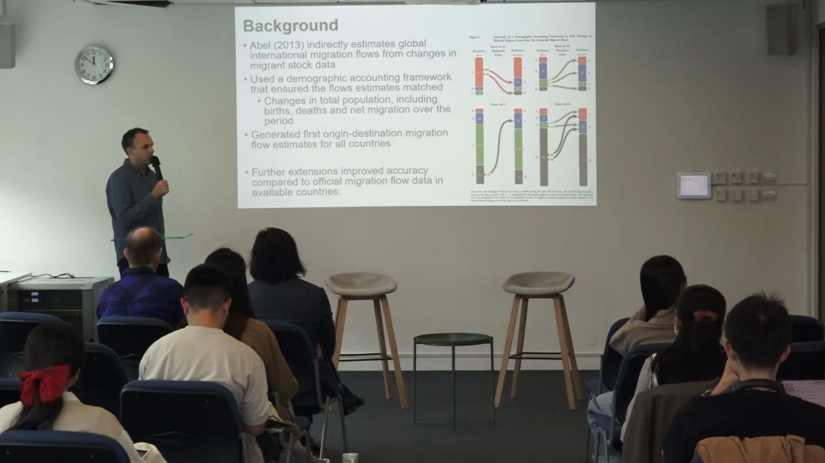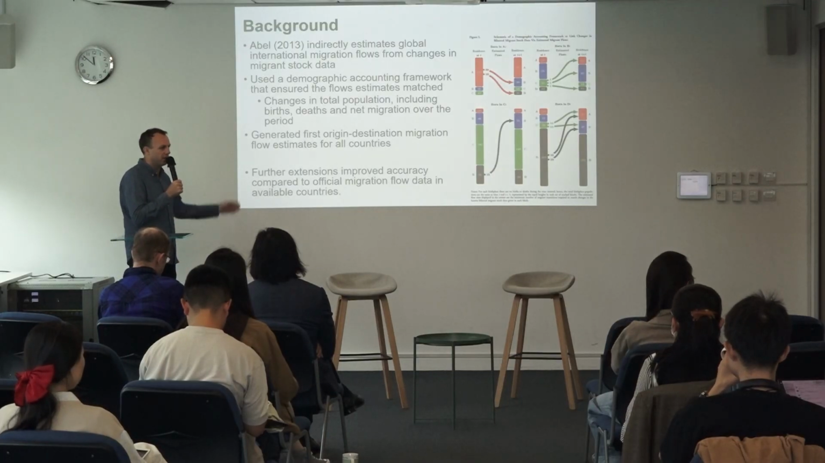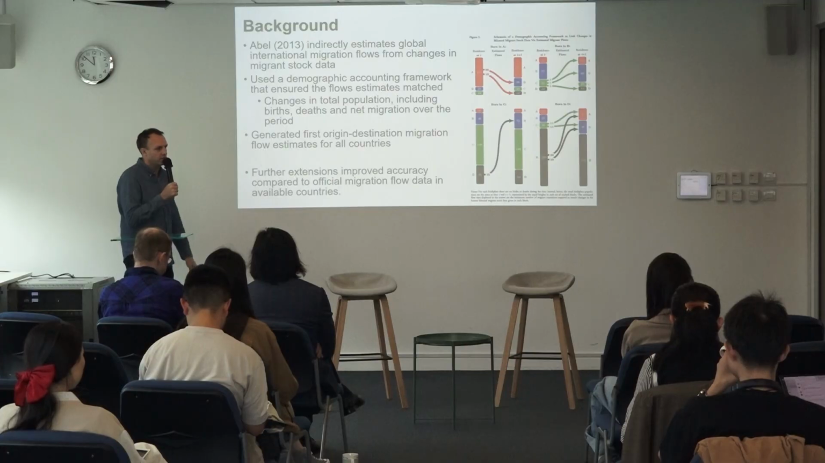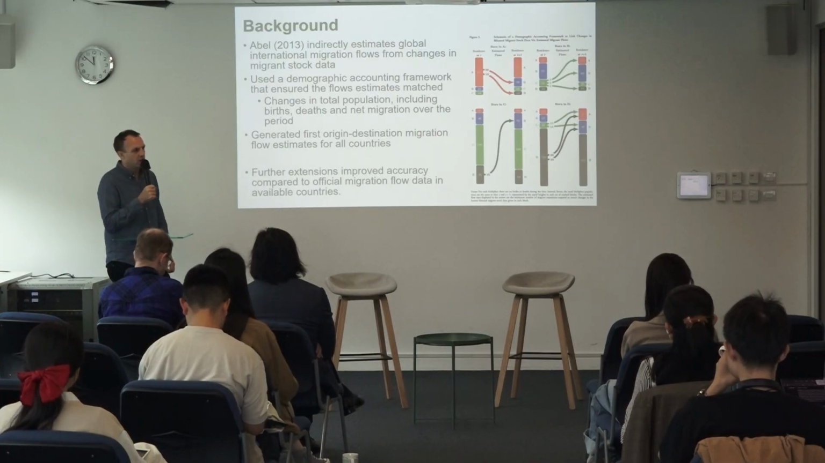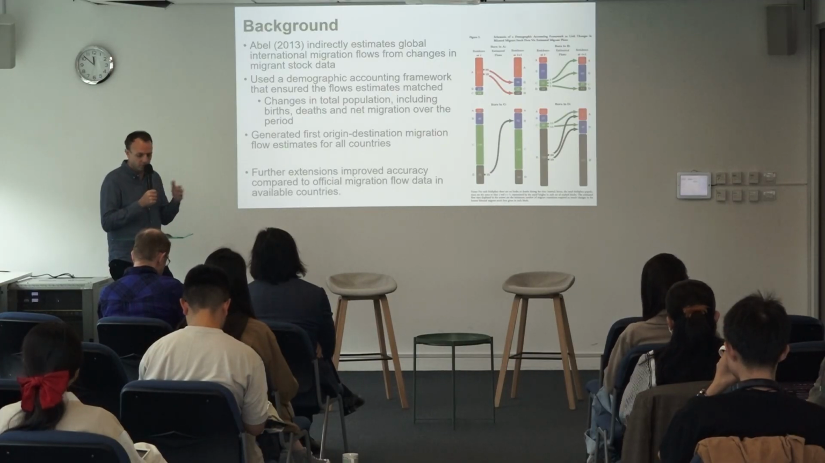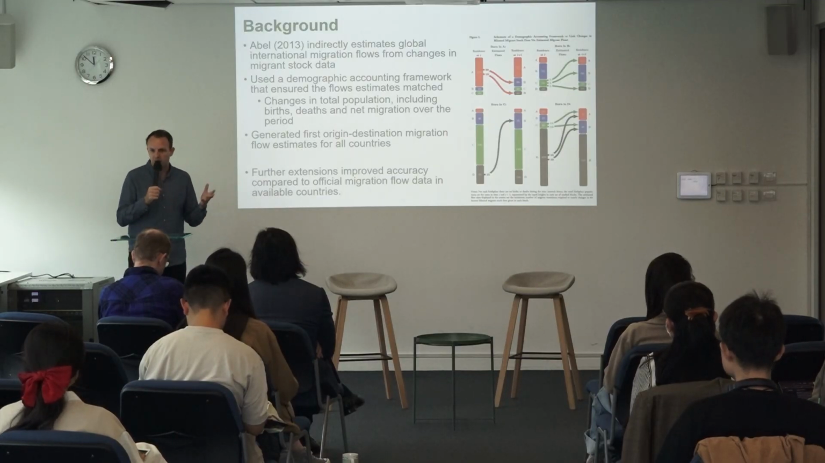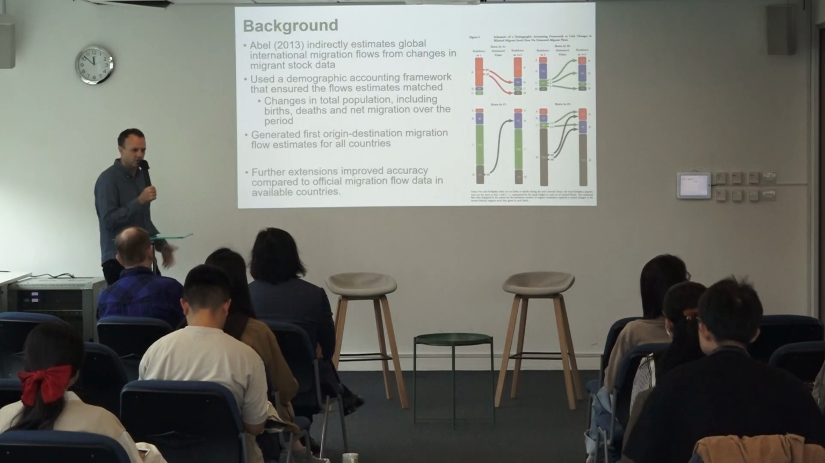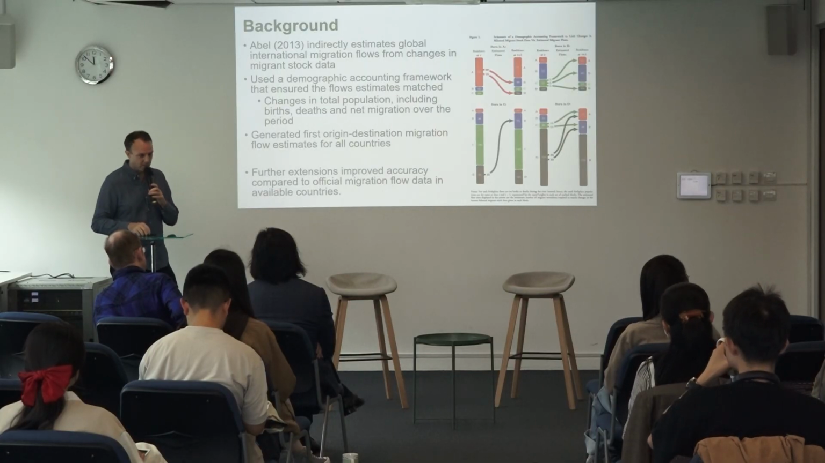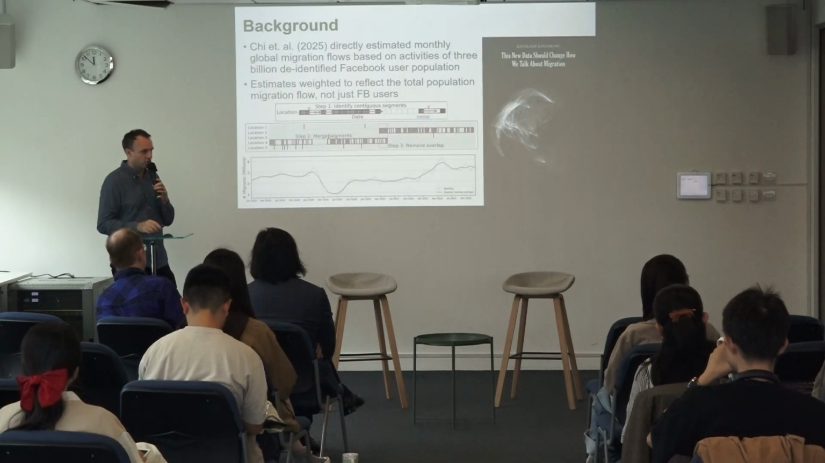So with that, I was able to generate a first set of global migration flows that have never been done before, essentially. And then over the years, I extended it, tried to improve its accuracy, and build up a battery of validation tests to see how well it's performing against these Western countries where we do have the data. Does it make sense at all? And where is it weak and strong?